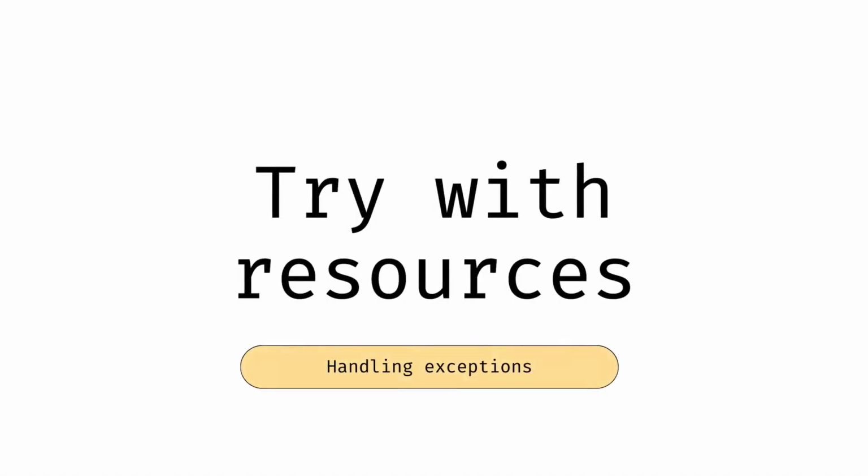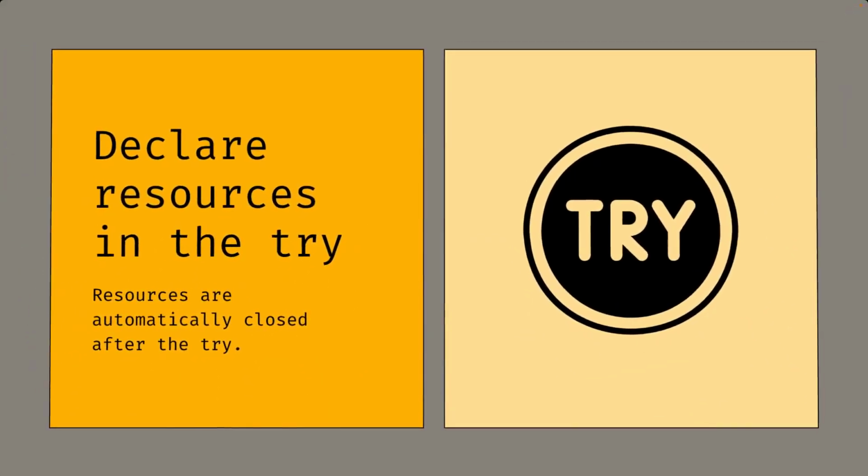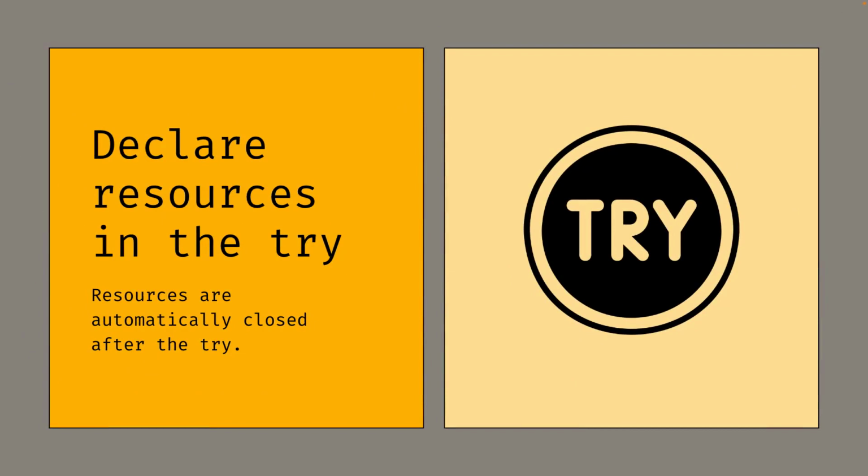We have seen that we can use try-catch to handle exceptions. In this video, we'll look at how to handle exceptions using the try with resources statement. The try with resources statement is a try statement that declares one or more resources. The resources are automatically closed at the end of the statement.